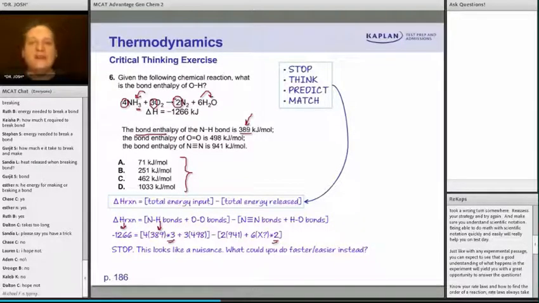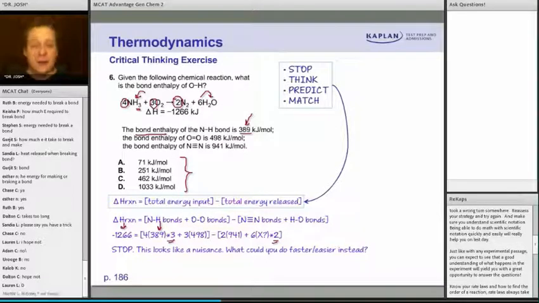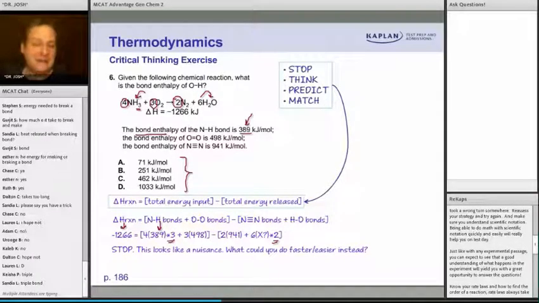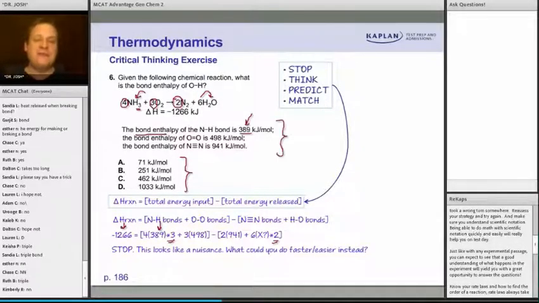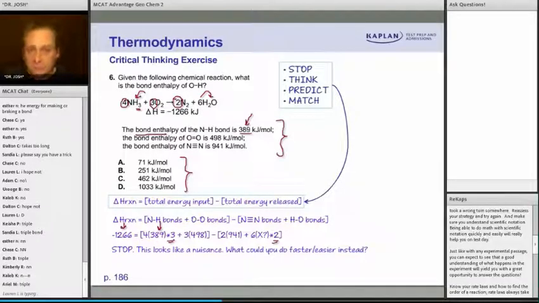No. The class is just like the MCAT. Sometimes things will take longer. Sometimes there've got to be easier ways. And that's where we defined it. Bond enthalpy is the amount of energy within a bond, correct?